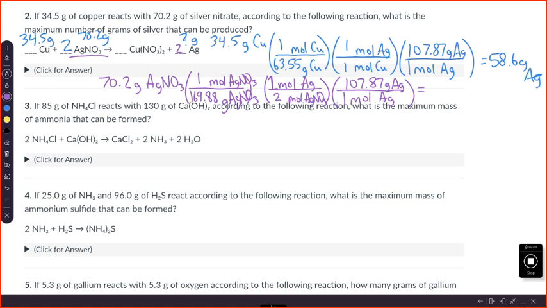70.2 times, that's a 2, not a great one, but that's a 2, times 107.87 divided by 169.88 divided by 2. And I get 44.58 grams of silver. Again, the smaller answer is the real answer, so this is the maximum amount of silver I can make. And if the question were to have asked, that's because AgNO3 is the limiting reactant.